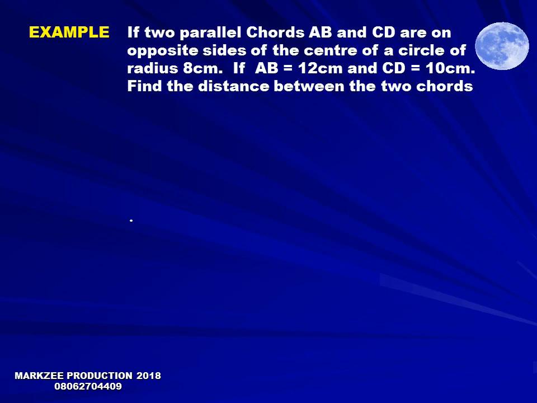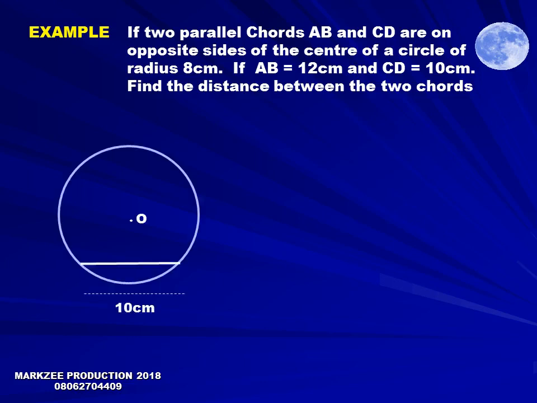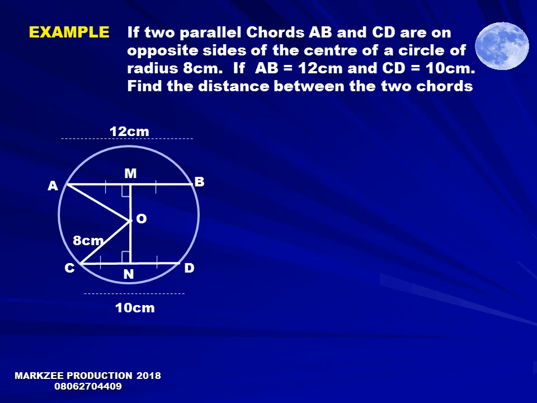We have an example here. If two parallel chords AB and CD are on opposite sides of a circle of radius 8 centimeters, and if AB is 12 centimeters and CD is 10 centimeters, find the distance between the two chords. So we have a circle with center O. We have one chord which is 10 centimeters long, that's CD. We join the center to the chord to bisect it at N. We join the radius, which is 8 centimeters.